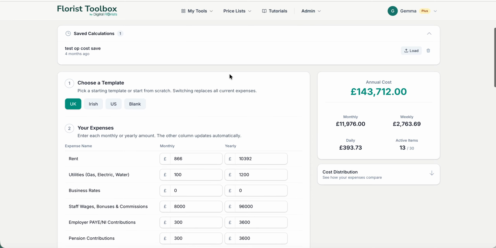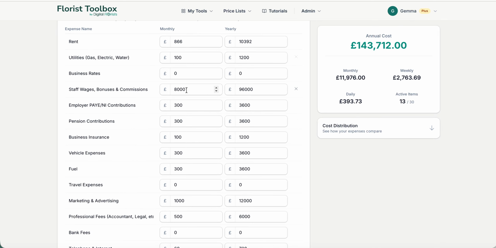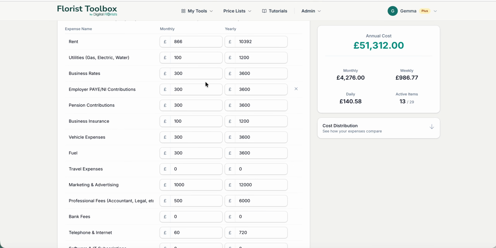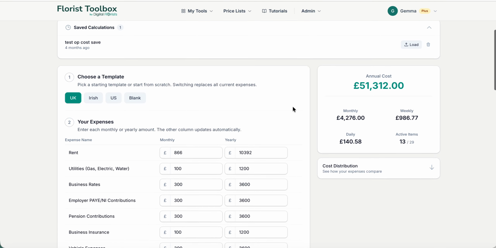So if we just scroll down here, I'll just show you quickly how you can use it. So you can put in a monthly figure if you know the monthly figure, and the calculator quickly shows you what the yearly one is. Or if you know your yearly fee and not your monthly fee, you can just pop that in there and it pops it in here. Any that you don't want, you just simply delete, which I have accidentally deleted the wage one.